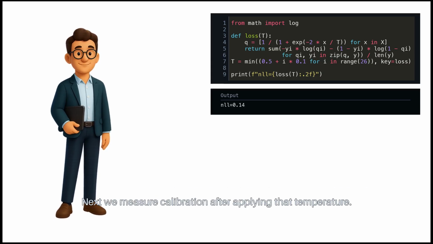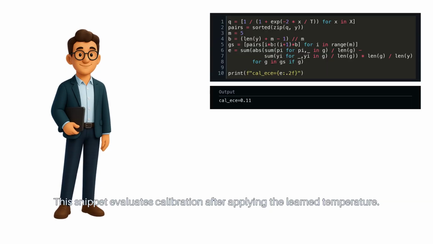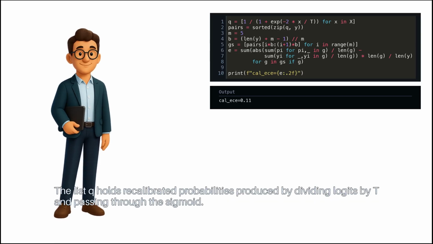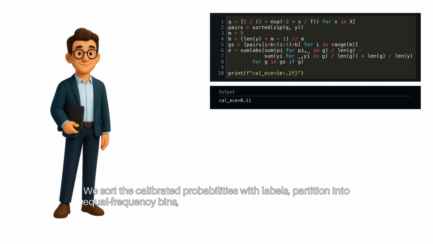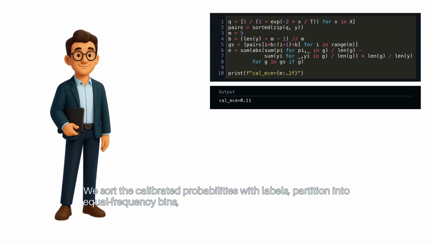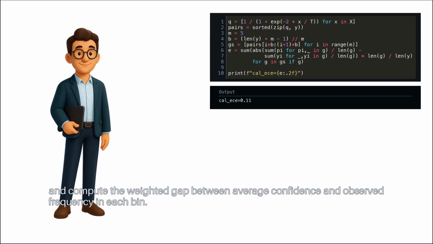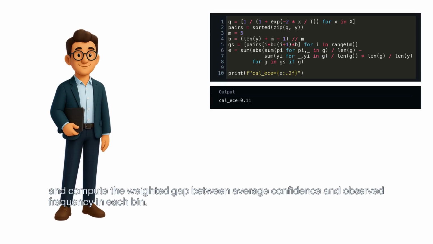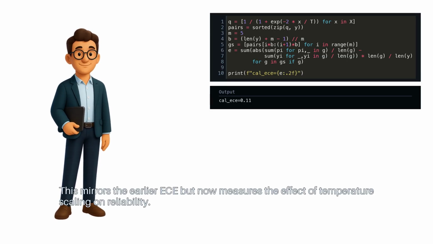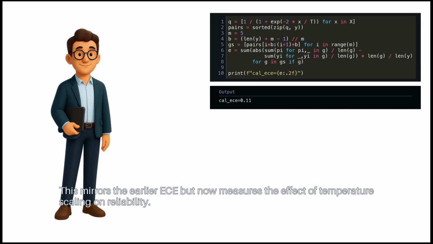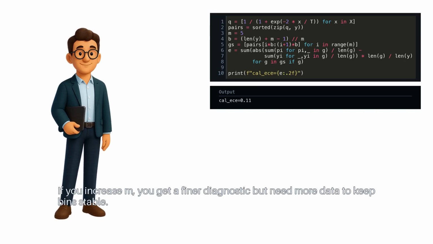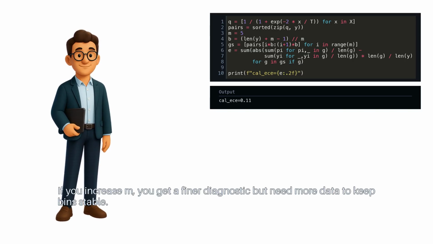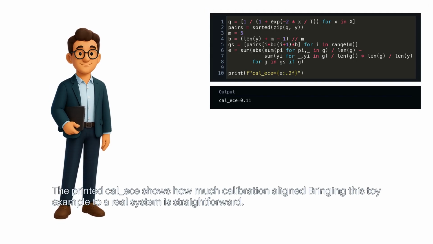Next, we measure calibration after applying that temperature. This snippet evaluates calibration after applying the learned temperature. The list Q holds recalibrated probabilities produced by dividing logits by T and passing through the sigmoid. We sort the calibrated probabilities with labels, partition into equal frequency bins, and compute the weighted gap between average confidence and observed frequency in each bin. This mirrors the earlier ECE, but now measures the effect of temperature scaling on reliability. If you increase M, you get a finer diagnostic but need more data to keep bins stable. The printed calibrated ECE shows how much calibration aligned.